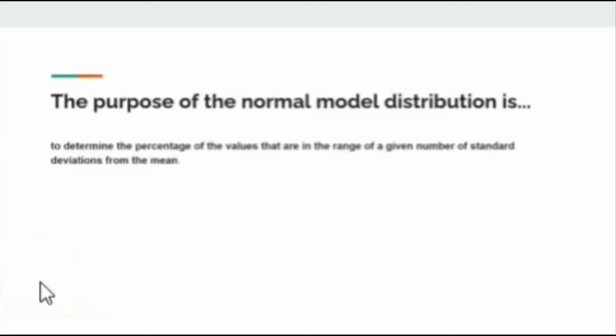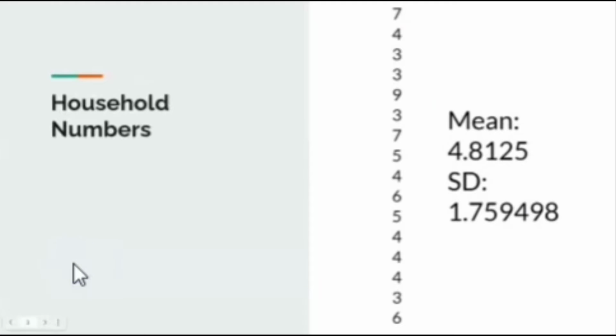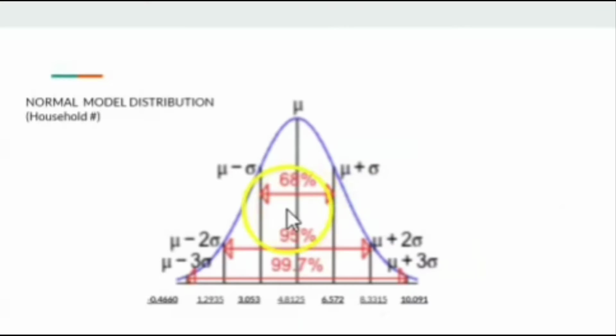It is to determine the percentage of the values that are in the range of a given number of standard deviations from the mean. So as we can see from our values of the household numbers, we had a minimum of 3 and a maximum of 9. Our mean was 4.8125 and our standard deviation was 1.759498. Using these values, we made a normal model distribution graph.